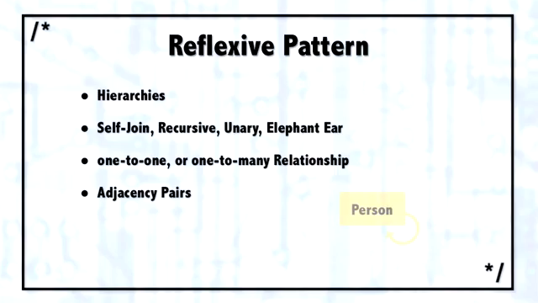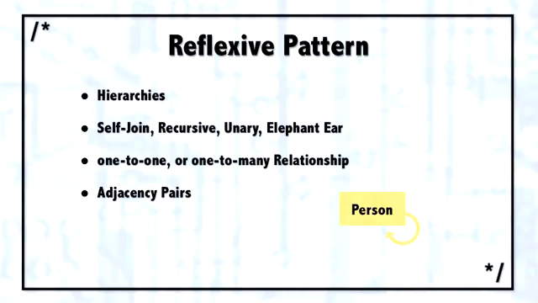The fourth common pattern I want to show you is the reflexive pattern. It's used commonly for hierarchies. Sometimes it's called a unary or a self-join type pattern. Another proper term for this would be called an adjacency pairs pattern. It's also called a recursive type pattern because in the hierarchy, it could be a person relating to a person relating to a person, and it's sometimes called an elephant ear pattern informally because of the way it looks when it's drawn.